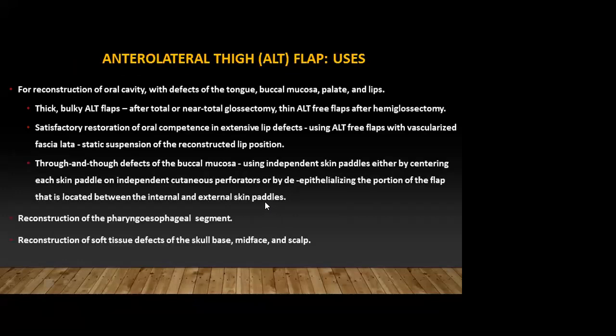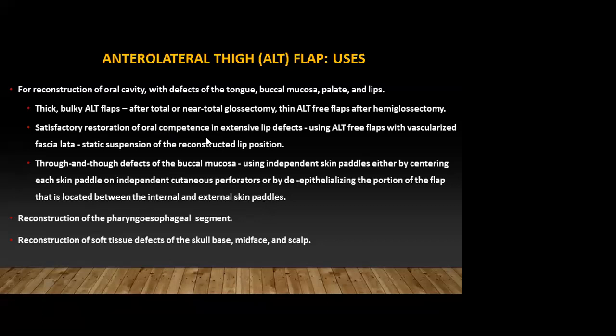So, coming to the uses of the anterolateral thigh flap, it is mainly for the reconstruction of the oral cavity with defects of the tongue, buccal mucosa, palate, and lips. The problem is that the thick, bulky ALT flap is mainly used when we have a total or near total glossectomy. For a hemiglossectomy, this thick flap we have to rethin. We have to thin the flap and then use it. So in hemiglossectomy, we always prefer a radial forearm flap. But if you want to reconstruct a total or near total glossectomy, the choice goes to the anterolateral thigh flap.